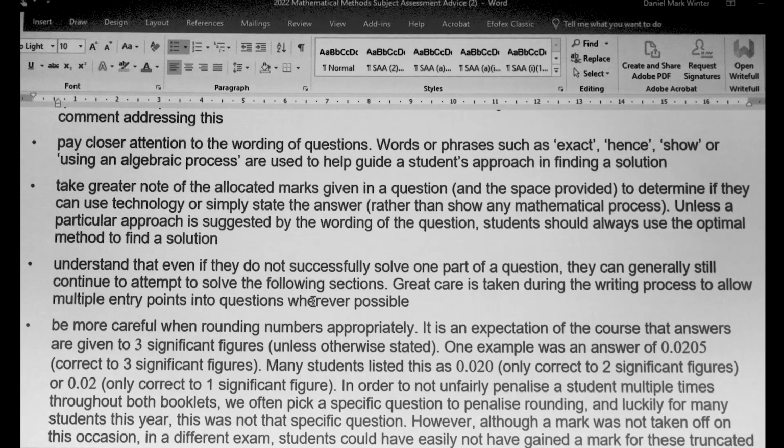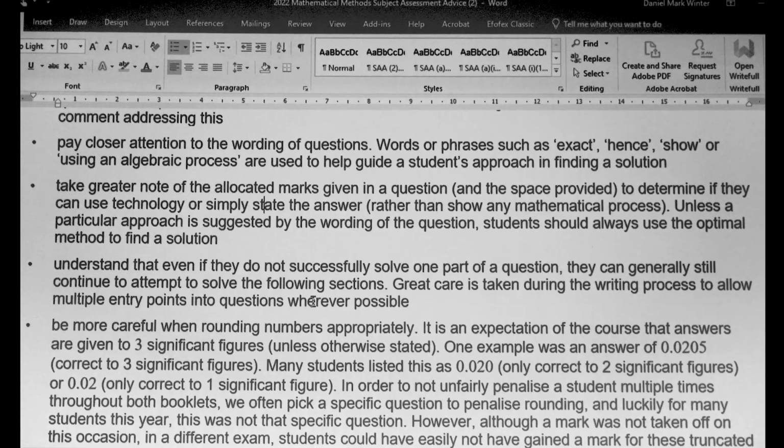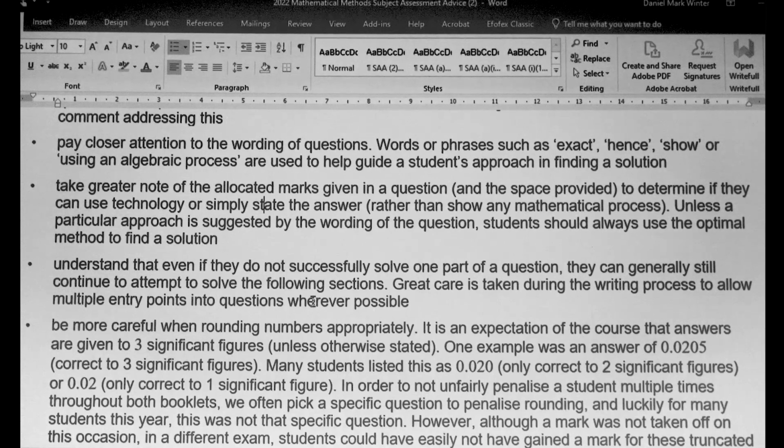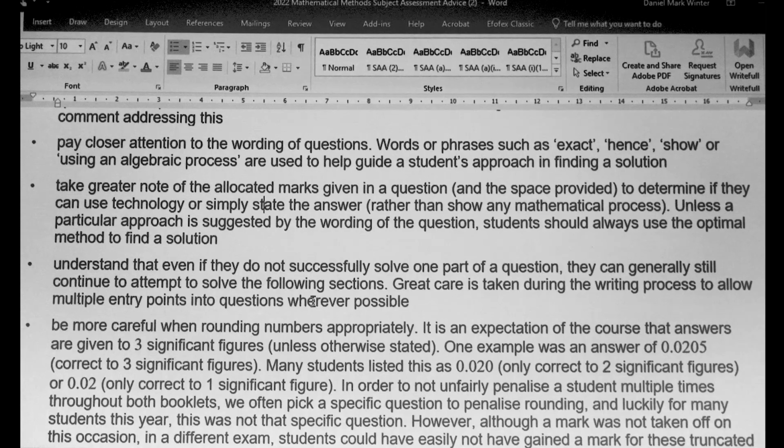Obviously, pay close attention to the wording of questions. We always want them to do that. We always want them to get used to reading a question and then going back and rereading it once you've answered it to see if you missed something. But words like exact, using an algebraic process, those sorts of things imply, and you'll tend to find that there's a big gap for them to do it, and there's 3 or 4 marks on offer. That's telling them you've got to show us working steps, you've got to show us some algebraic ways of getting this. It's not just put it in your calculator.